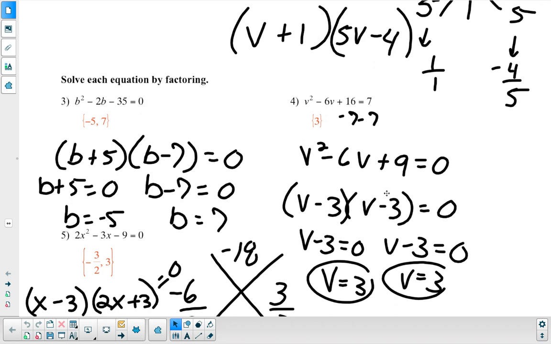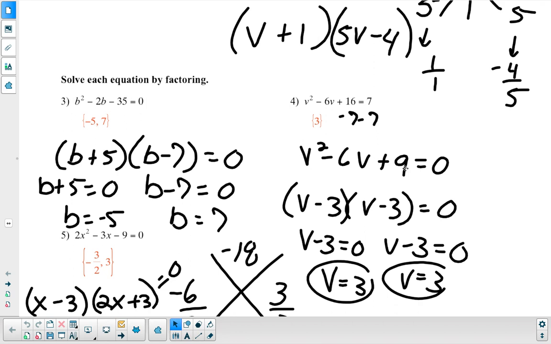Okay, for number 4, it's a little bit harder because we don't have this set equal to 0. I hope you noticed that. But it's very easy to go ahead and fix that. All we're going to do is subtract 7 from both sides. And now we have an expression that is equal to 0.